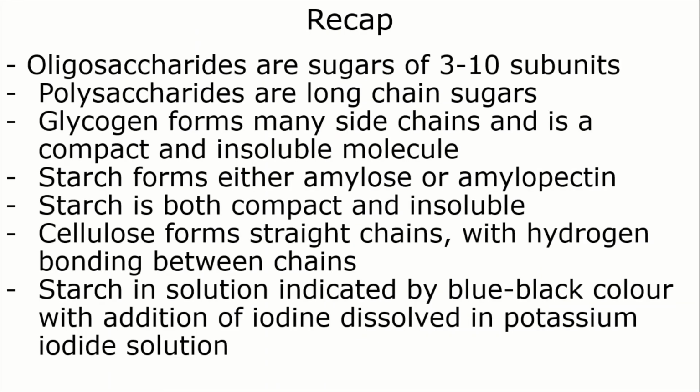So to recap what we've covered today, oligosaccharides are sugars made up of 3 to 10 subunits. Polysaccharides form longer chain sugars. Glycogen forms many side chains and is a compact and insoluble molecule, and it's the energy storage molecule in animals. Starch, which is the energy storage molecule found in plants, forms either amylose or amylopectin. So remember, amylose forms these 1 to 4 glycosidic bonds, allowing it to form a coiled structure, and amylopectin has 1 to 6 glycosidic bonds, allowing it to form this branched chain structure.